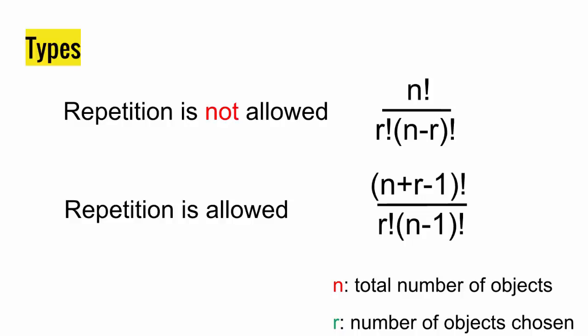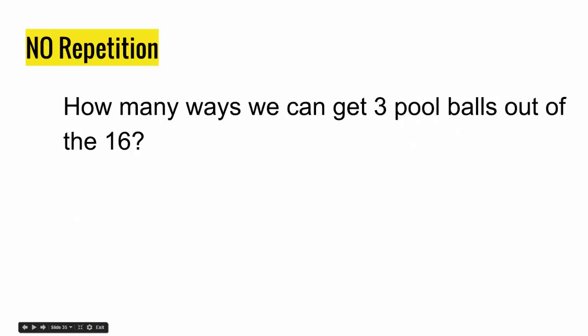This may sound complicated, the equations may sound complicated, however they are very, very easy. First of all, you just have to find whether in the combination repetition is allowed or not. After you find out, you just have to find n and r and plug them into the equation, and you'll get how many arrangements we have. So let me give you examples of both. Our first example, where repetition is not allowed, is how many ways we can get 3 pool balls out of the 16.